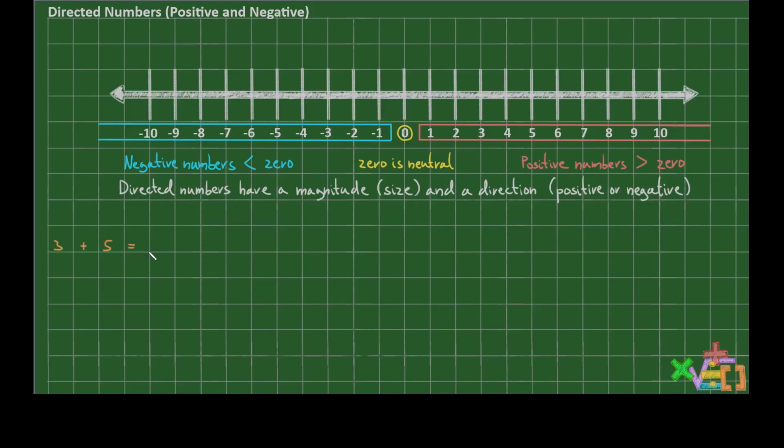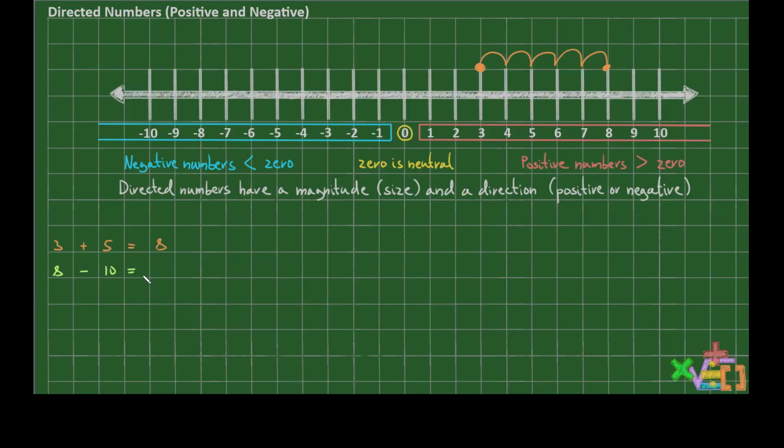Suppose that we have 3 plus 5. I'm going to start at 3, and because I'm dealing with an addition of a positive value, in this case 5, I'm going to continue moving in the positive direction. I'm going to make 5 jumps in the positive direction. That will get me to 8.